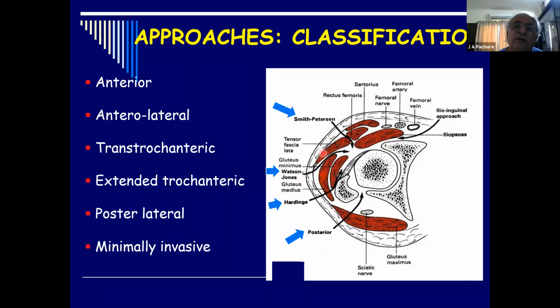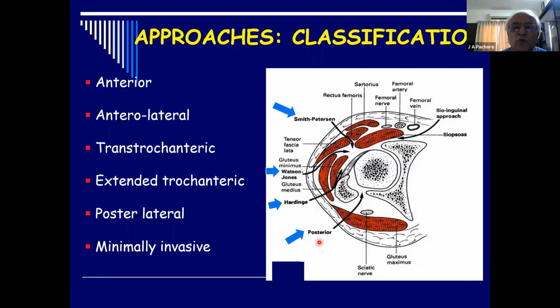The Watson-Jones approach was in between the tensor fascia lata and gluteus medius. In the Harding approach, the gluteus medius was split. The minimus was kept intact. This was split either the posterior 1/3 or anterior 2/3, and there are different varieties which I will tell you. But you cut the gluteus medius, keeping the tendon intact, and then you enter and keep the minimus intact, and you enter here. And that was the Harding approach.